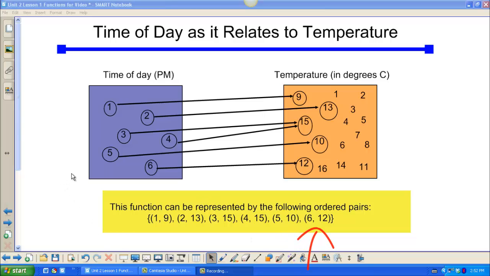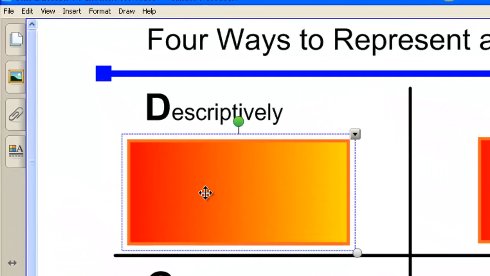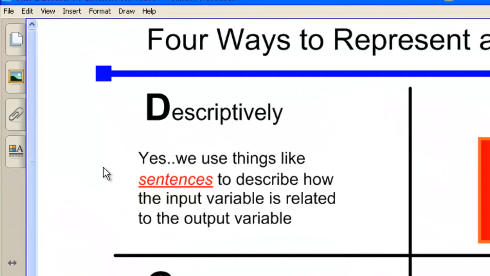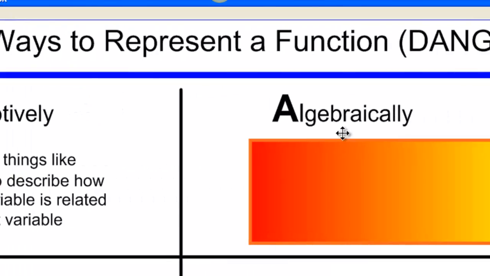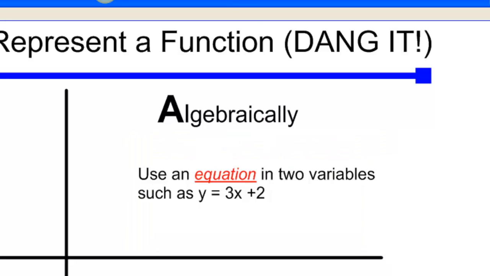So we can take this mapping, this picture, and rewrite it as a set of ordered pairs. Remember that strategy in the event a problem is presented as a mapping if it doesn't make sense to you. There are 4 ways we can represent a function. You should be able to talk about a function descriptively, which means we use things like sentences to describe how the input and outputs are related. We can also represent a function algebraically, and usually this is in the form of an equation.